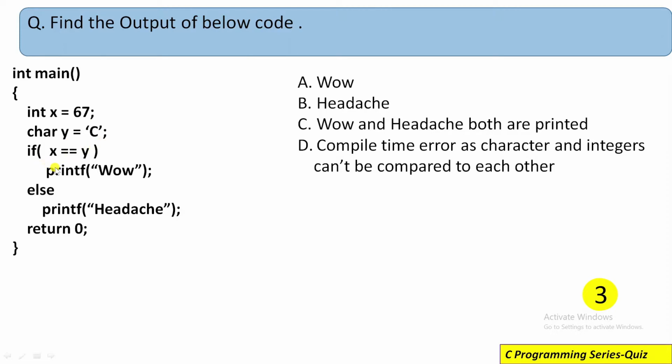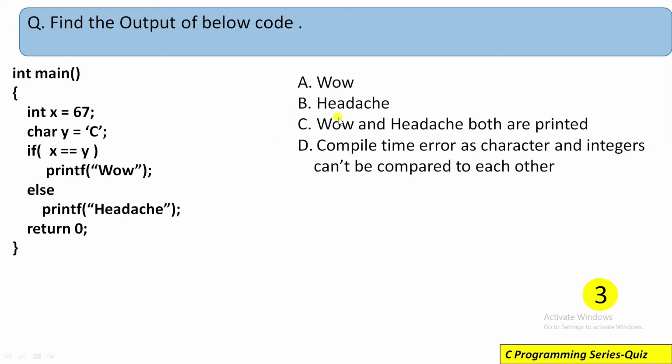And now we are comparing the value of both these variables, x and y. X is integer and y is of character type. Accordingly, we are printing wow. Inside else, we are printing headache. So you have to tell what is the correct output out of these four options.